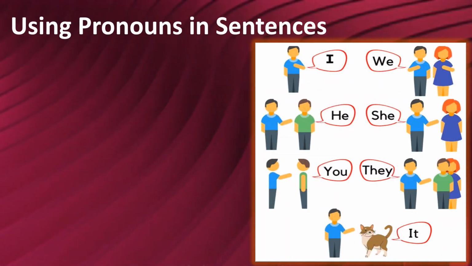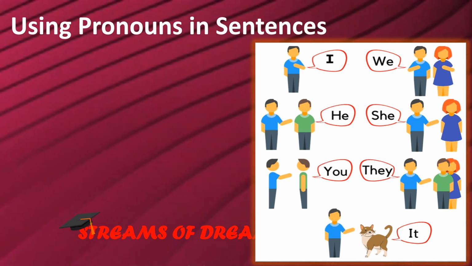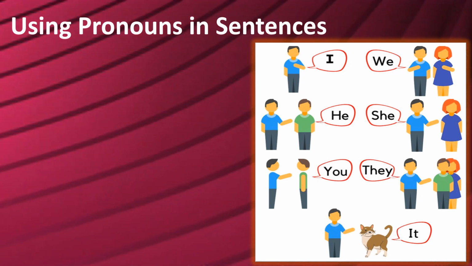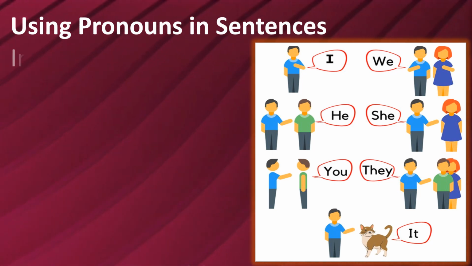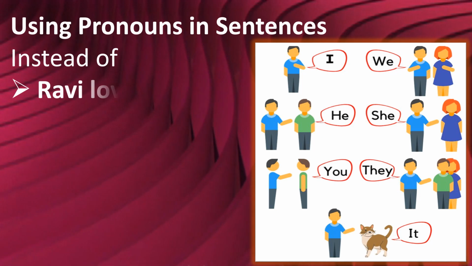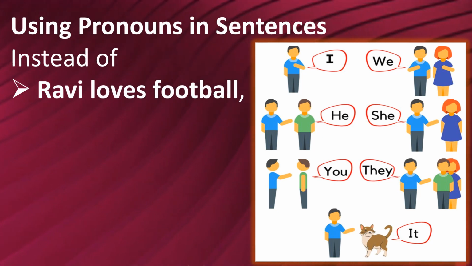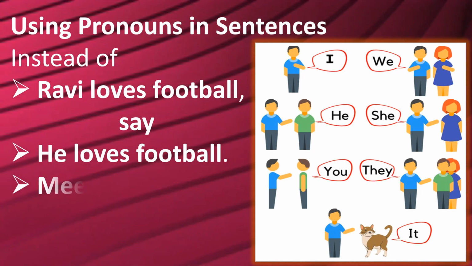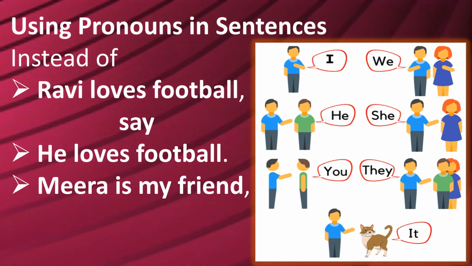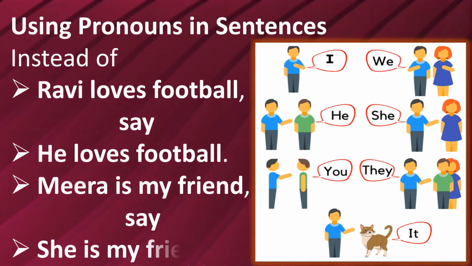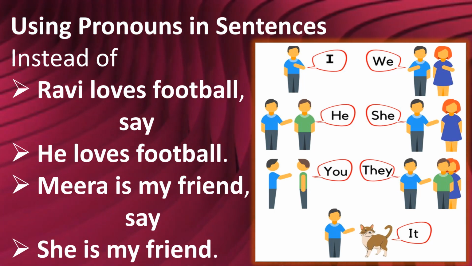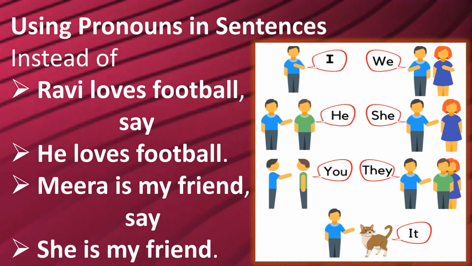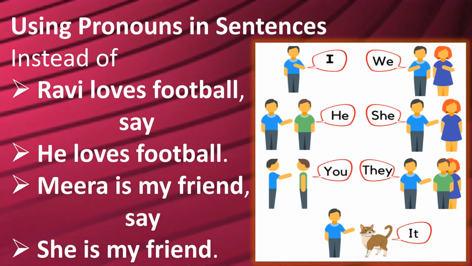Using pronouns in sentences, again with I, we, he, she, you, they, it. These are again the pronouns that we use in place of nouns. So instead of saying Ravi loves football, we can say he loves football. Meera is my friend. We can say she is my friend. This is how, when pointing towards some other person, rather than taking names, we can use pronouns.